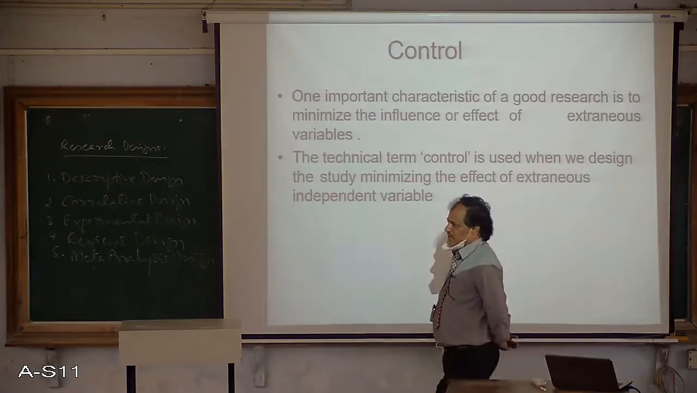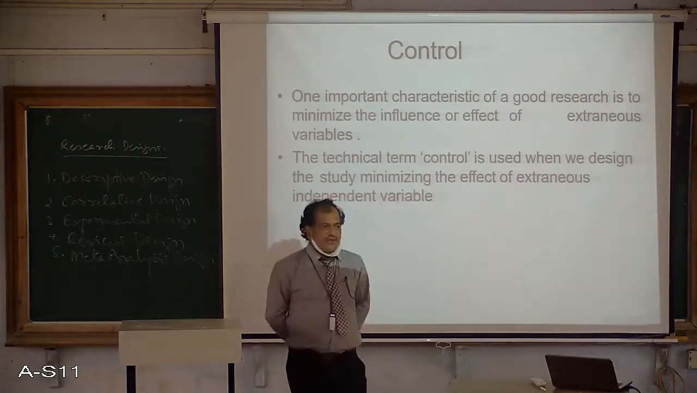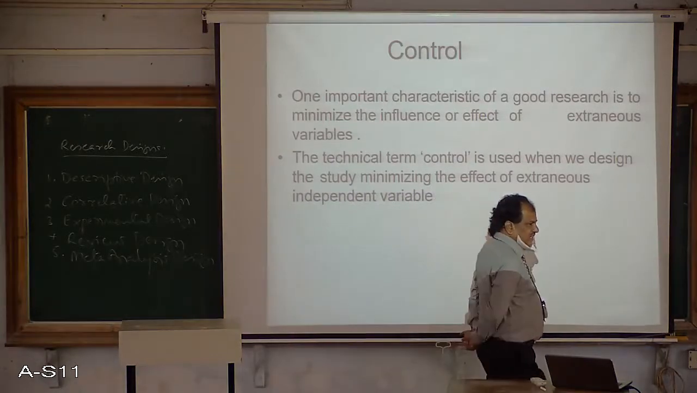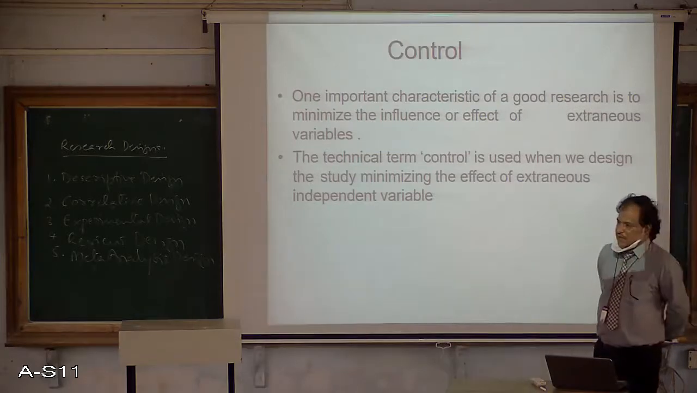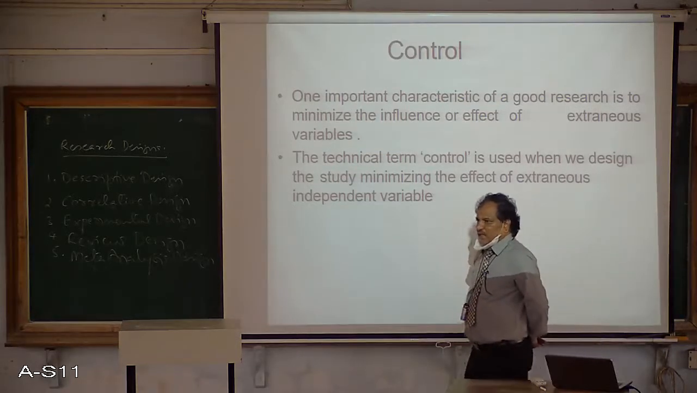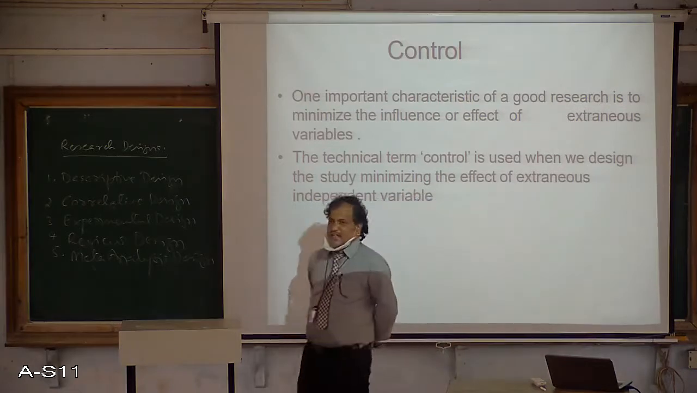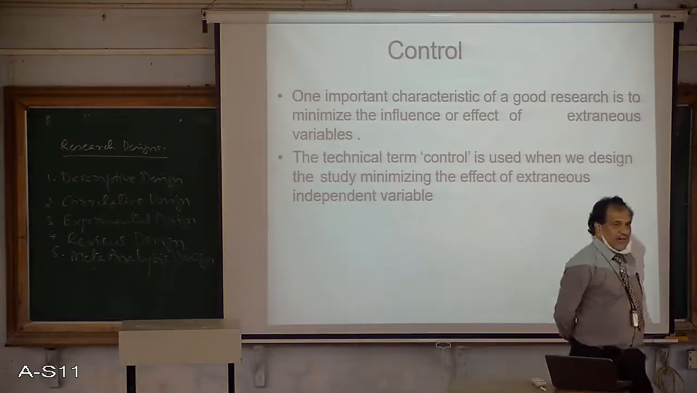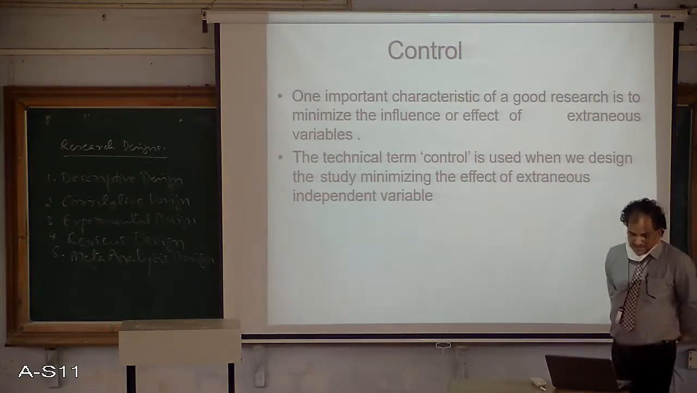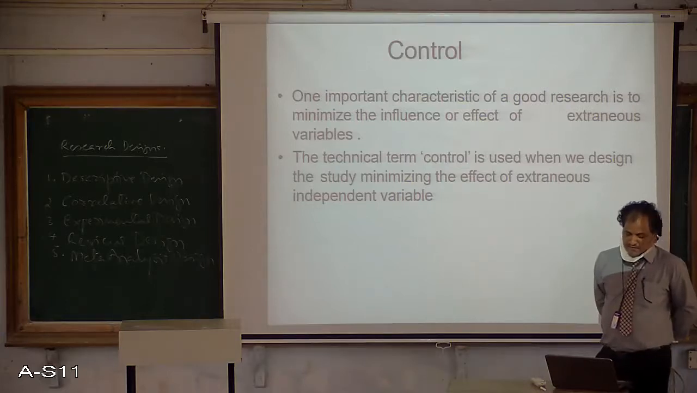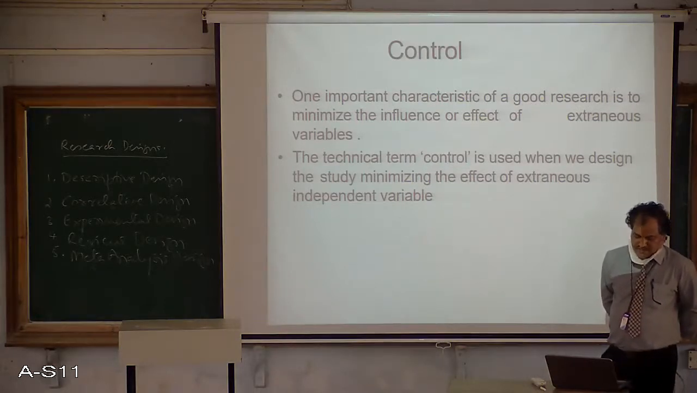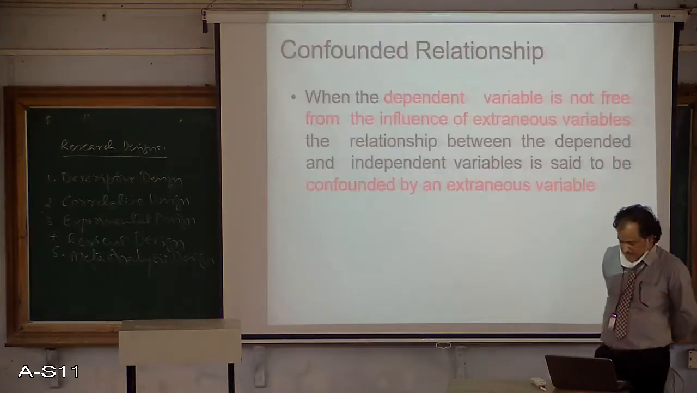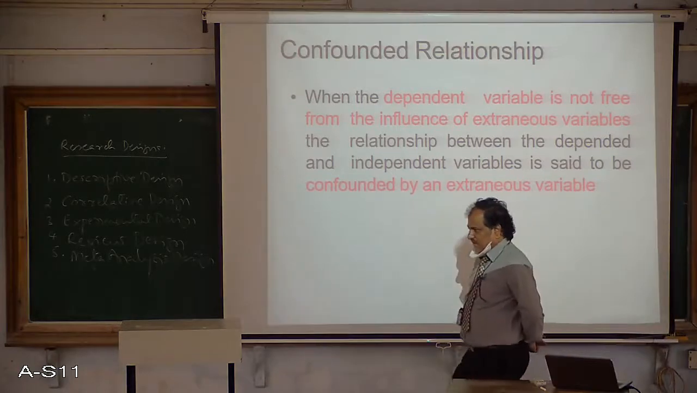Whenever you take any study, make sure that you have some extraneous variables, but consider to what extent those extraneous variables are affecting your dependent variables. If they are affecting very heavily, in that case you will have to minimize that effect. You have to control that effect of extraneous variables. The technical term control is used when we design the study minimizing the effect of extraneous independent variables. So that is another terminology, control.